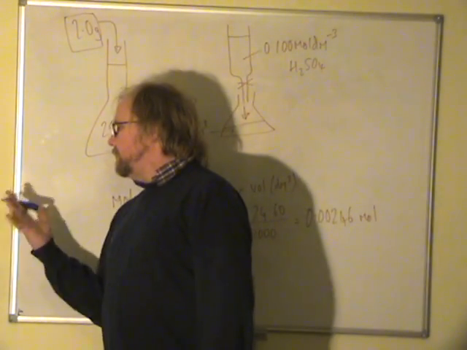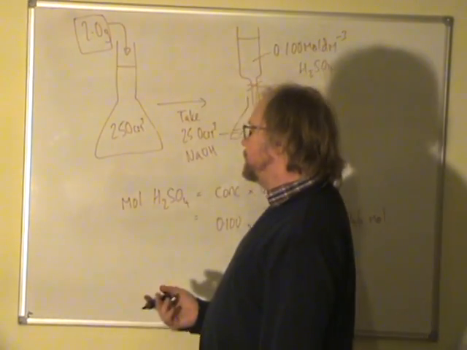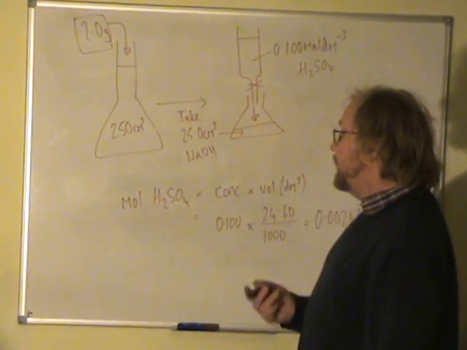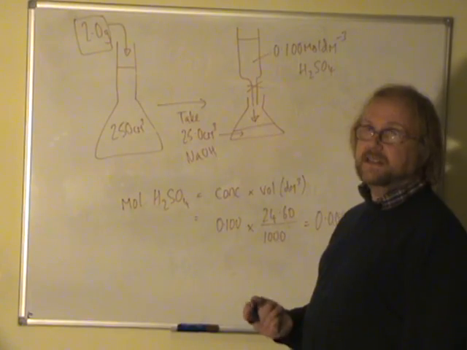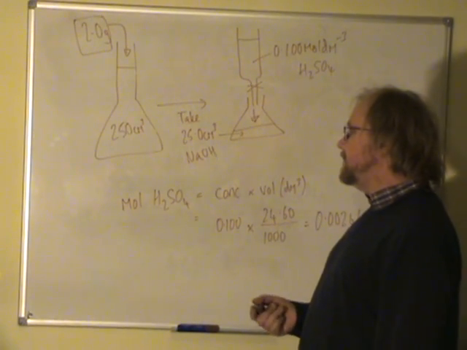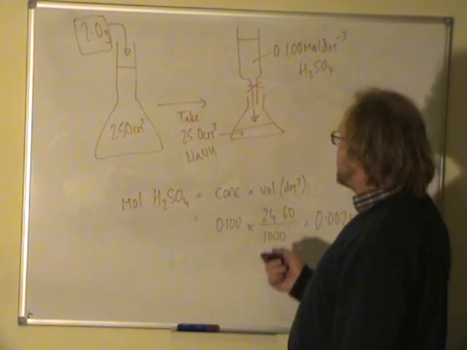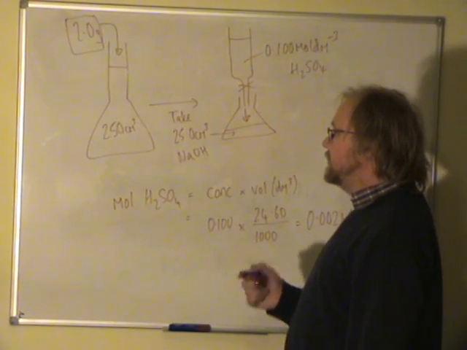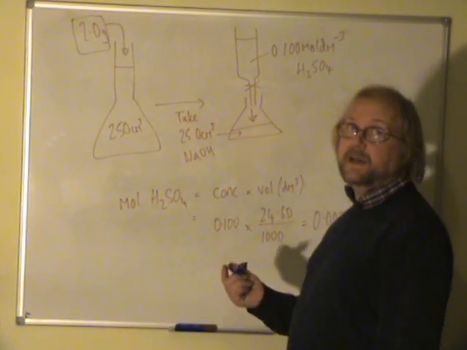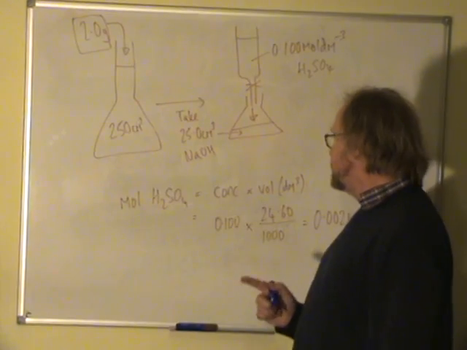Okay, that's part 1. Part 2 says, okay, so how much sodium hydroxide was there? And that's where the equation comes in. If you look at the equation, it's there on the sheet, and it tells you that every mole of sulfuric acid reacts with 2 moles of NaOH. That's what the 2 in the equation is there to tell you.